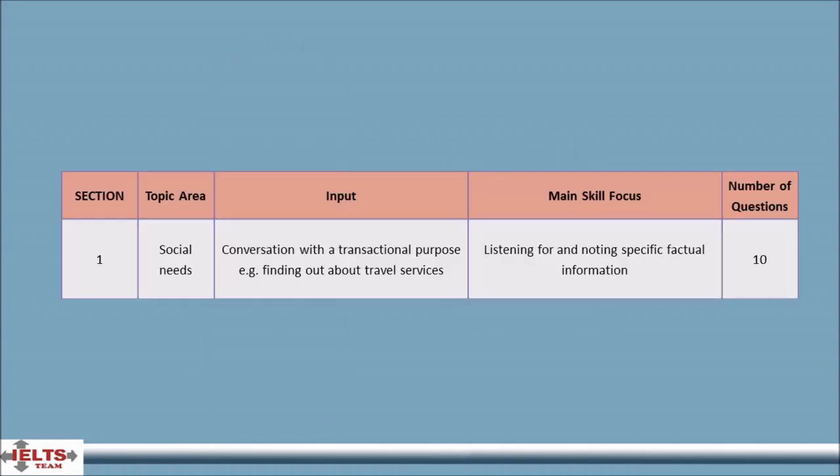Sections 1 and 2 of listening examine the types of listening skills needed for survival in an English-speaking country in normal life situations. The topic of the first section of the IELTS listening test, of course, is social needs. It is a dialogue between two people with transactional purpose, such as finding out about travel services or booking a hotel or car. The main skill focus is on listening for and noting specific factual information.